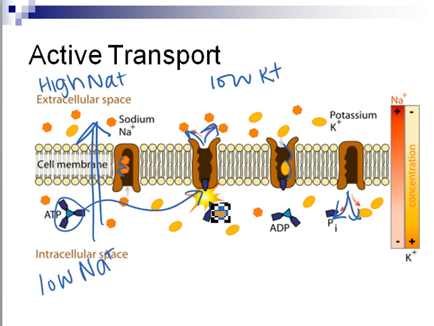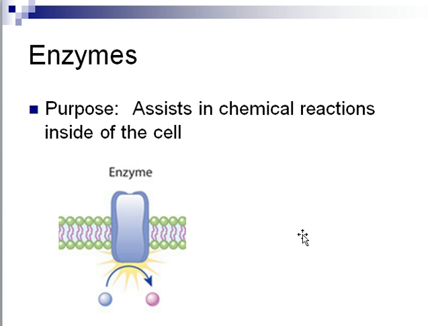The potassium was low outside and high inside, but we wanted to add more to the inside. So the potassium attached to the protein, which changed shape, again using the help of the ATP to ADP, and the potassium was released into the cell. The active transport will go against the concentration gradient just like that.